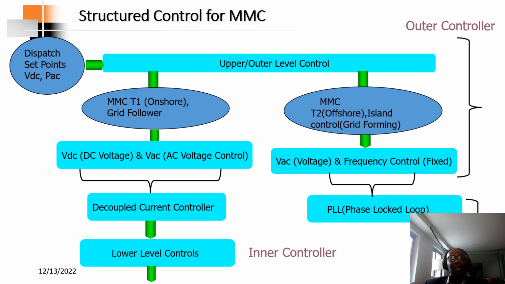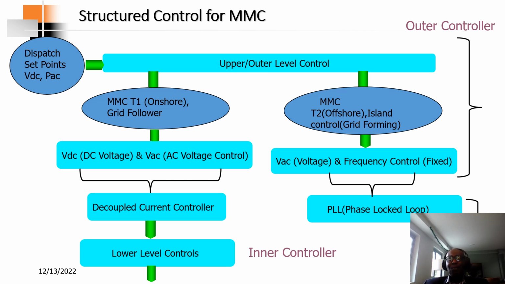I have the onshore MMC, which is operating in grid following. Basically, it mimics what the grid does through current injection. So the grid side MMC is operating in DC voltage and AC voltage control, through a decoupled current controller, that is ID, IQ, in the lower level. I'm controlling the ID current to control my DC voltage, and I'm controlling my IQ current to control my AC voltage.